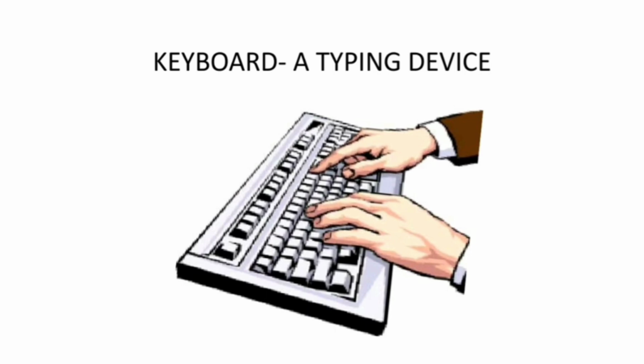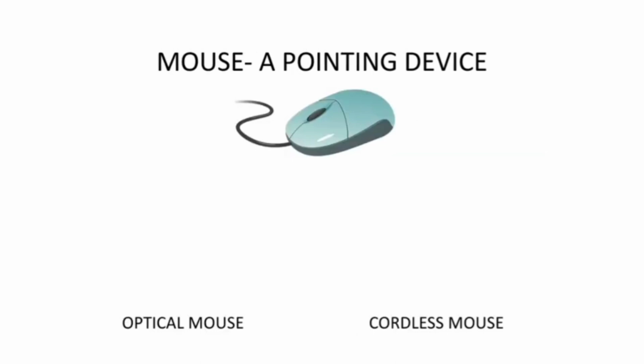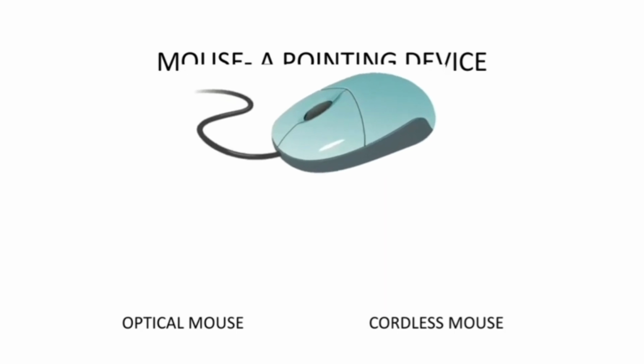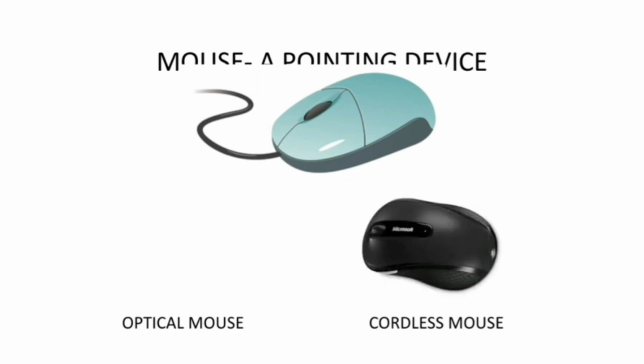Our next input device is the mouse, a pointing device. This is another commonly used input device which is used by pointing and clicking objects on the screen. It has 2 or 3 buttons on it. When we move the mouse, a mouse pointer moves accordingly on the screen. There are two types of mouse. First is optical mouse and second is cordless mouse.